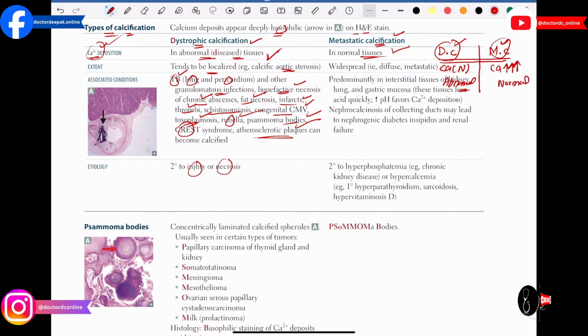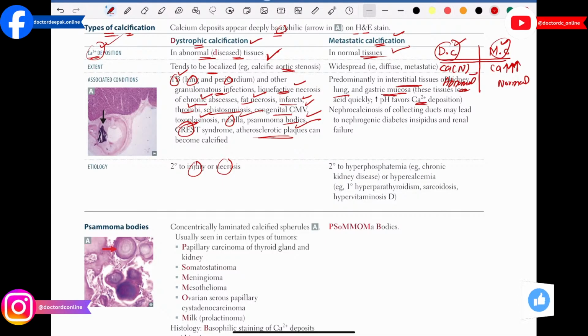Then what are the associated conditions? Predominantly the calcium is deposited in the interstitial tissues of the kidney, lung, and gastric mucosa, because these tissues lose acid quickly. The tissues which lose acid quickly have an increased pH, and that increased pH favors calcium deposition. So they can ask in the exam, why in the interstitium of the kidney, the lung, and the gastric mucosa is calcium deposited more? The reason is these tissues lose acid quickly. When acid is lost quickly, it means the pH is increased.